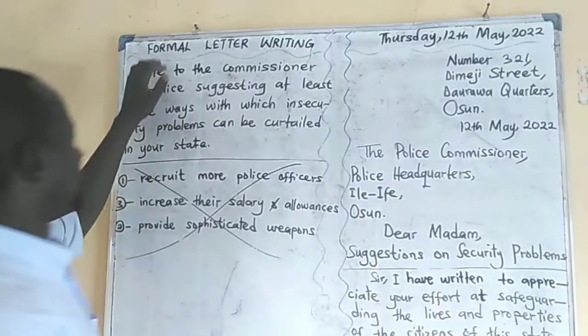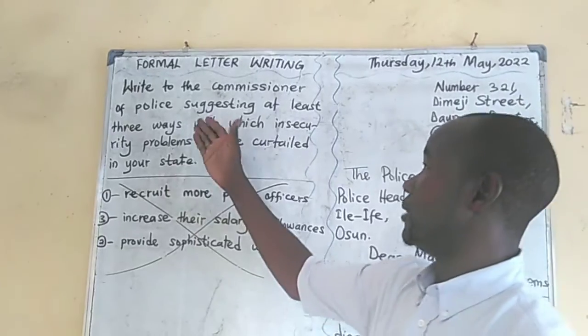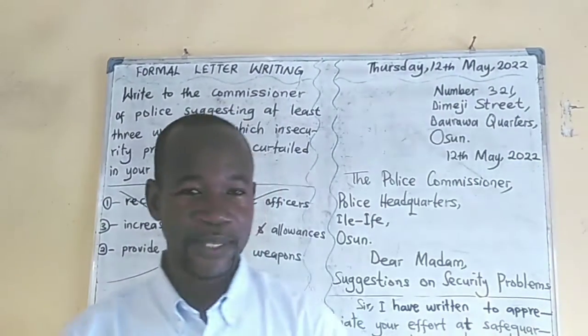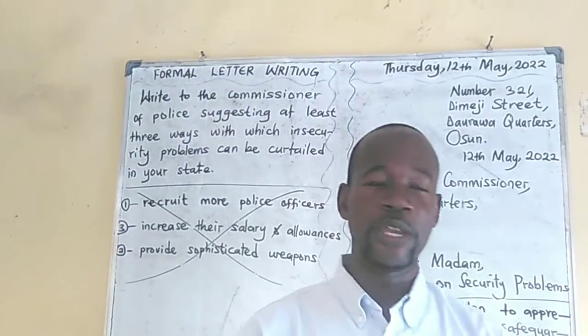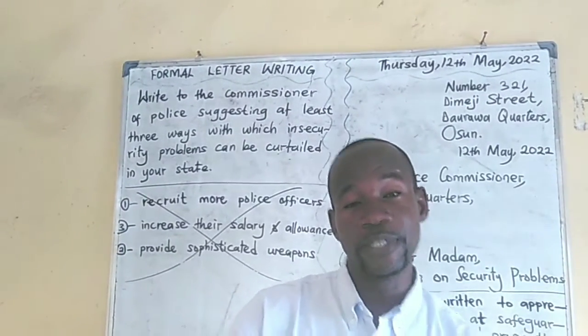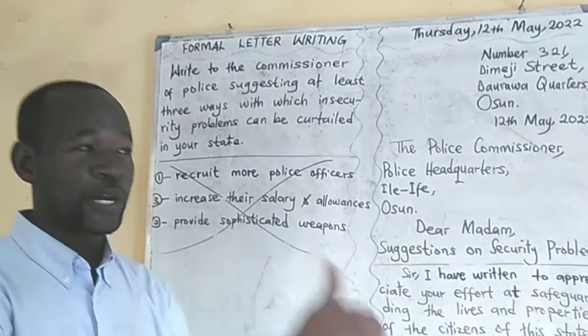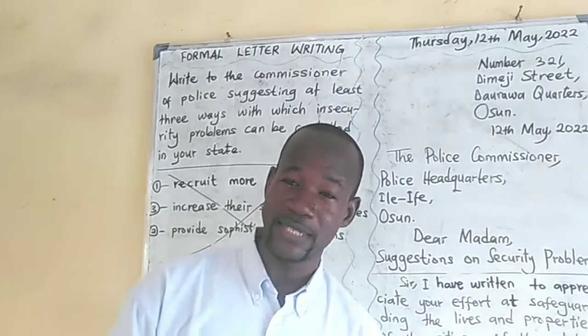Let's get started. Formal letter writing. Today's topic is, as we can see on the board: write to the Commissioner of Police, suggesting at least 3 ways with which insecurity problems can be solved in your state.